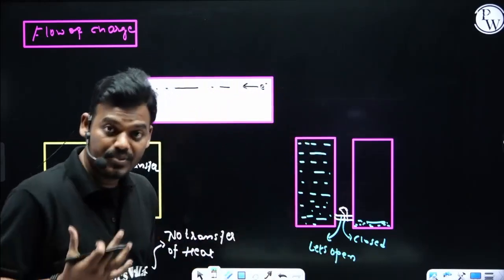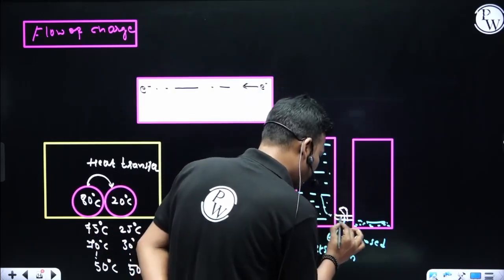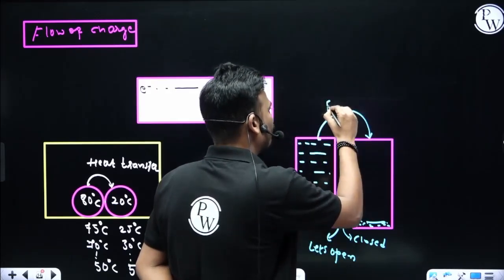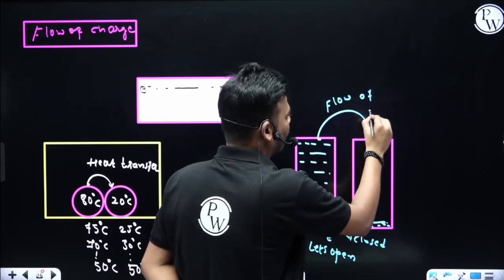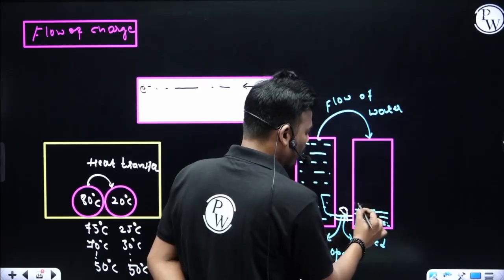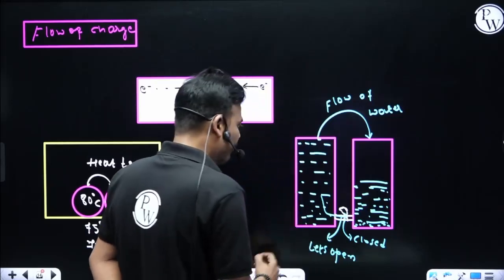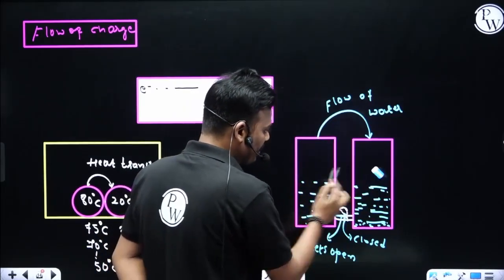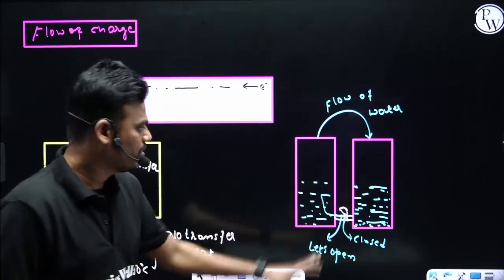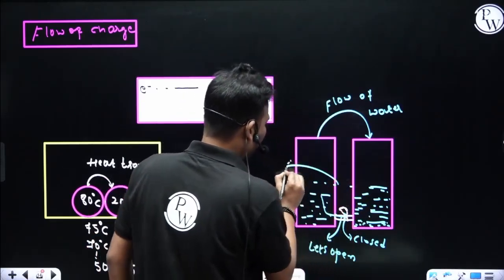So you can observe this water level will decrease. Why? The water will flow from this tank to this tank. There is a flow of water. And this water tank level keeps on increasing till these two tanks have the same level. So this level we call the equilibrium level. This is equal level, right?